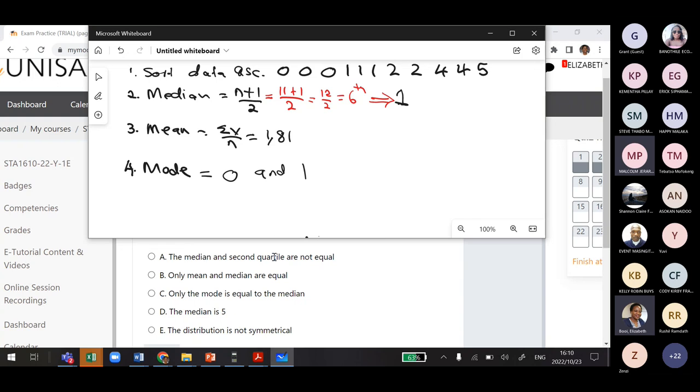So let's answer: the median and the second quartile are not equal. So what is the second quartile? Let's go to number 5. We can say quartile 2, we find the position by using n plus 1 divided by 2, right? So the median and the second quartile are not equal. So are they?